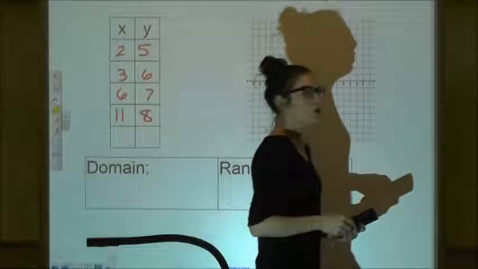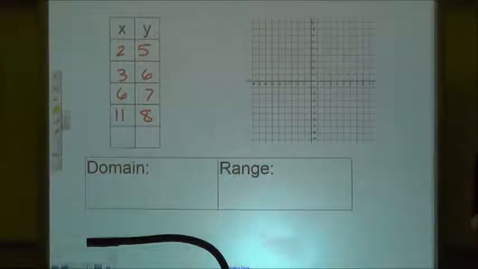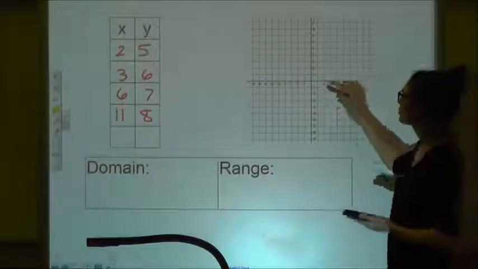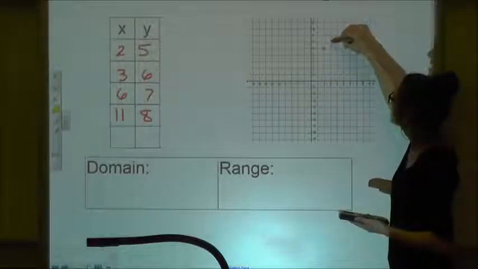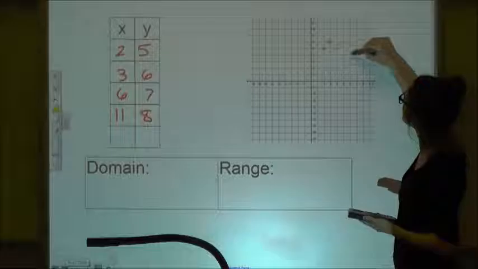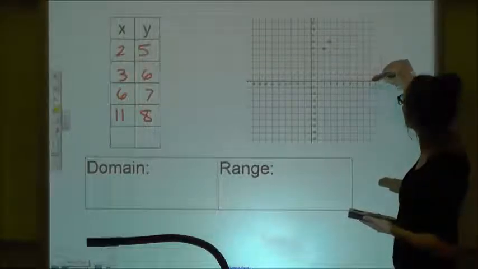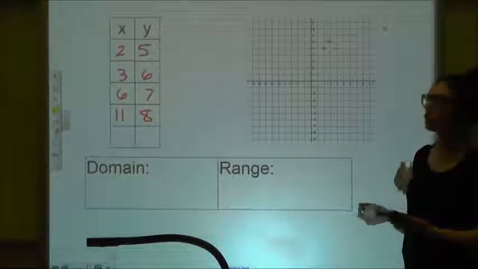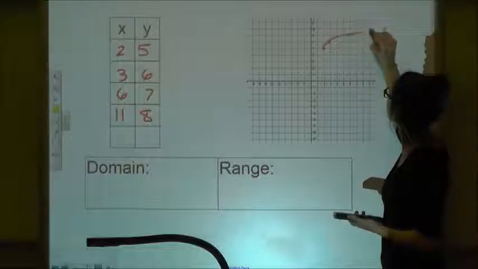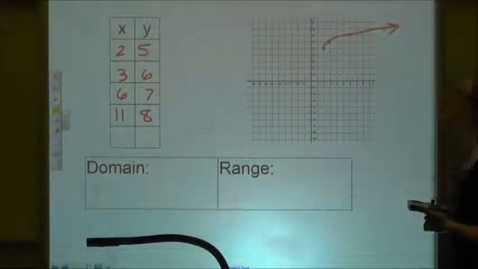Now that you have this, you're going to graph those points on your graph. You have 2, 5, 3, 6, 6, 7, and 11, let's go over a little bit, 8. Once you have all of your points, you're then going to connect your dots. So it's going to keep going this way, so you put an arrow.